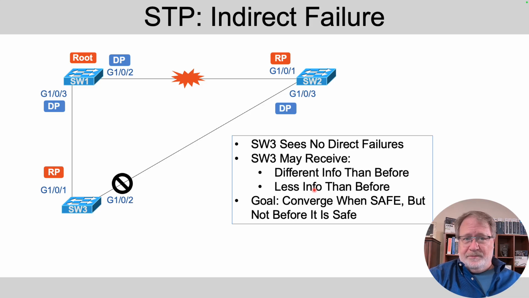But with spanning tree, which was created in the mid and late 80s, all right, a different era, the goal was to give us a loop-free topology, and loop-free was hugely important. So it needed to be cautious. So the goal was to converge when safe, but not before it's safe. And if there was ever a question of whether a move could cause a loop, you don't make the move. All right. So that was, for instance, why you go through listening and learning and take your time to go from blocking to forwarding, or at least why the protocol did that.